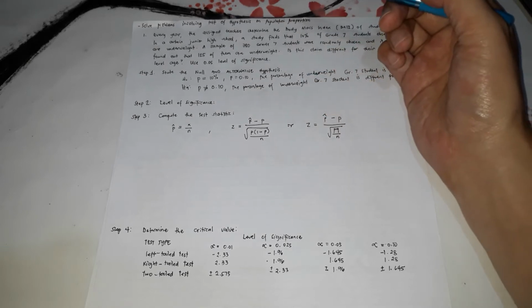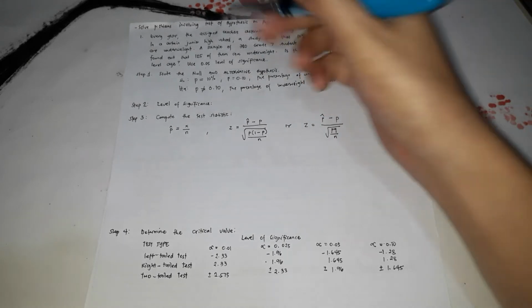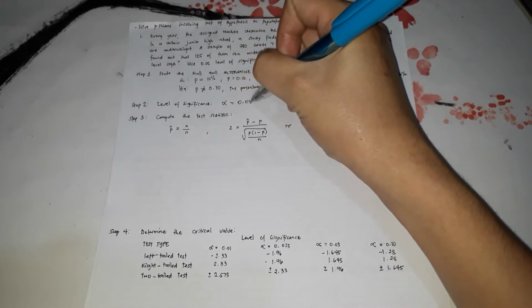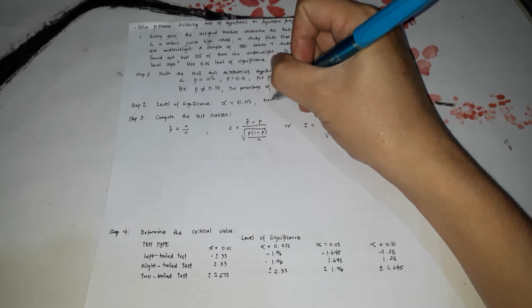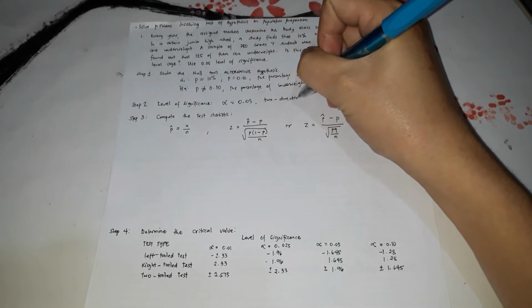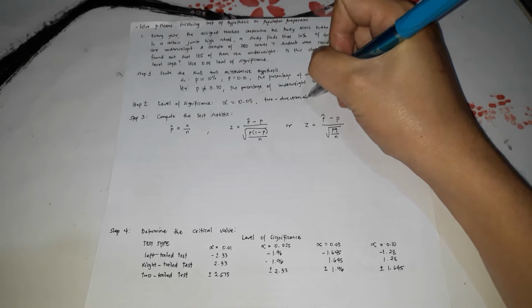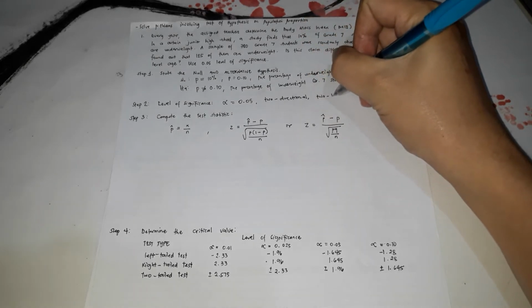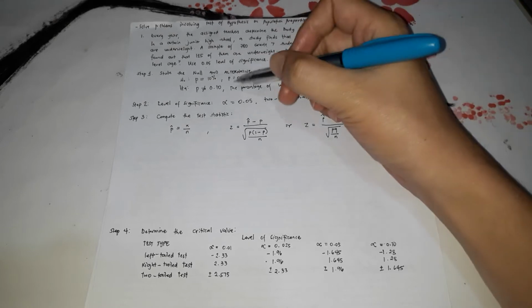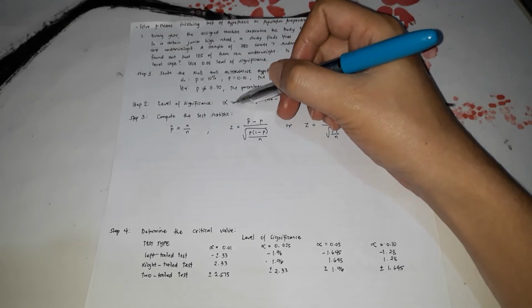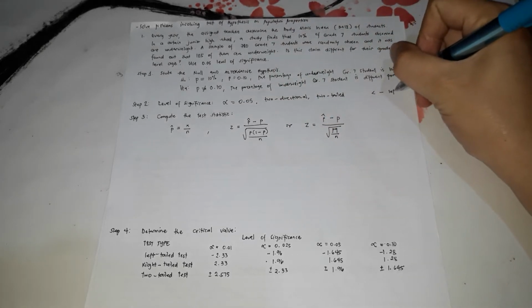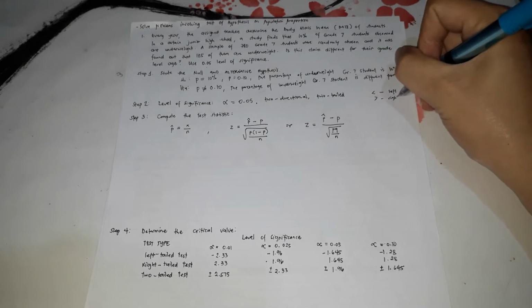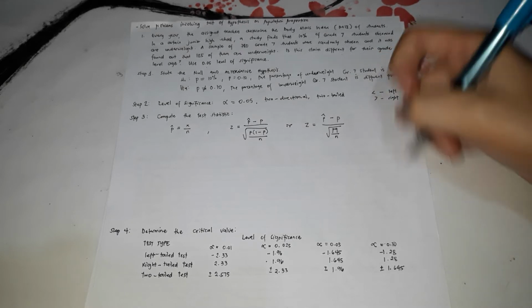For the second step, we're going to state the level of significance. In our problem, it's given that the level of significance is 0.05. And because it's P is not equal to 0.10, it means that it's two-directional, which means it's two-tailed. If it is less than, it's left-tailed. If it is greater than, it's right-tailed. We need this in our step 4.